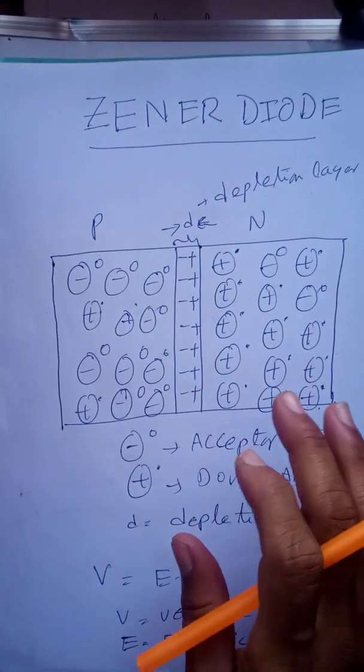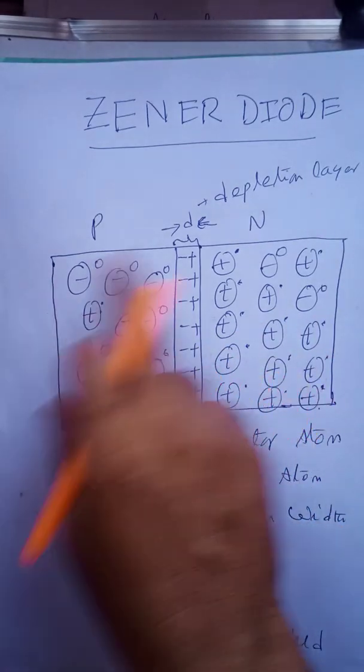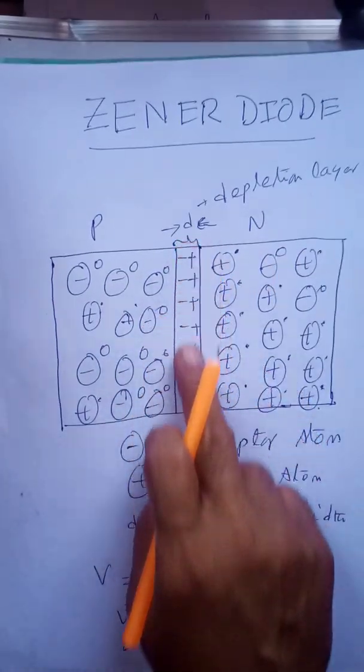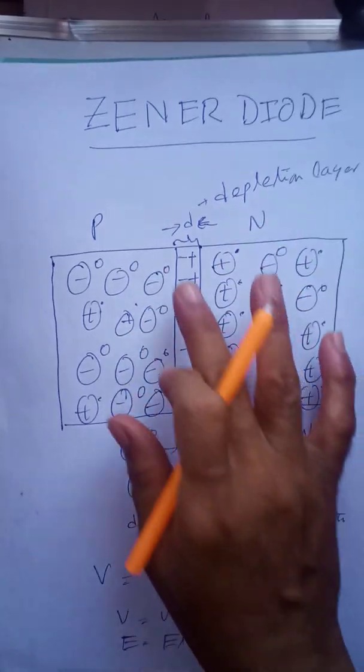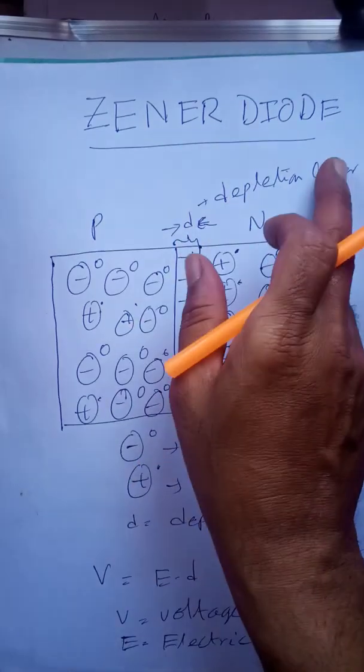This is the pictorial diagram and internal constructional diagram of the Zener diode. This is P, this is N, and this is the depletion region. Due to the acceptor atoms and donor atoms being near each other, atom neutralization takes place. That is called the depletion width, or depletion region.